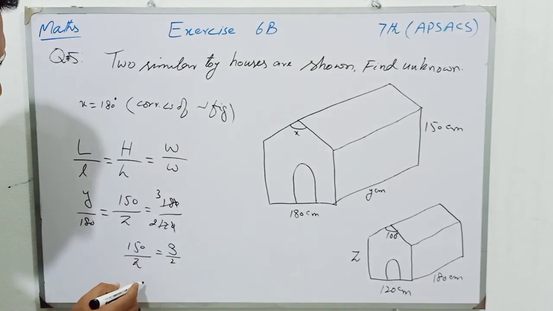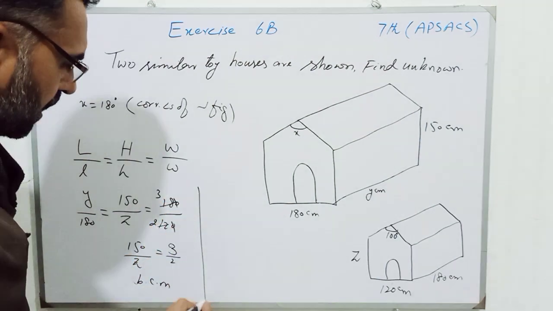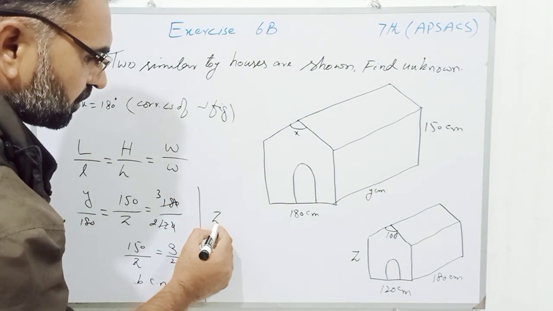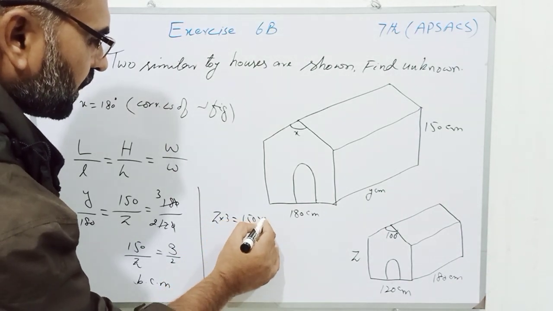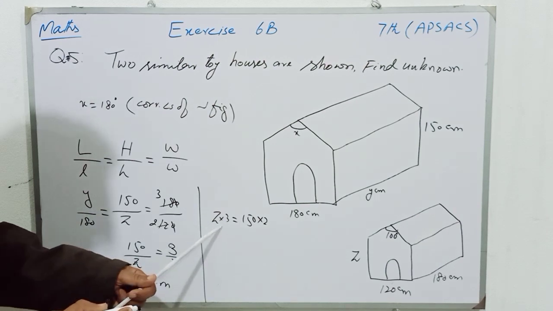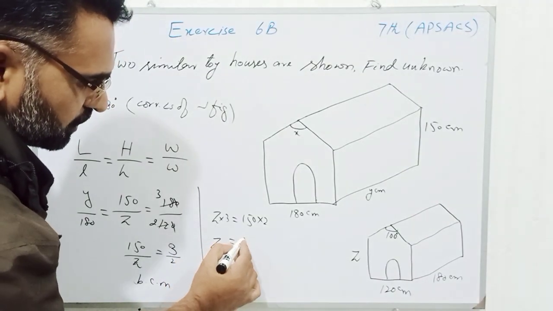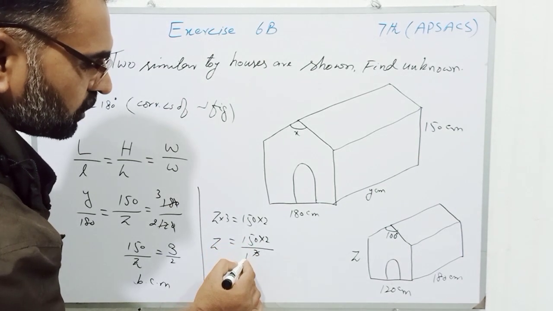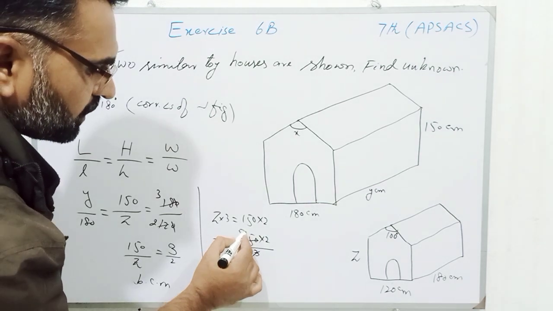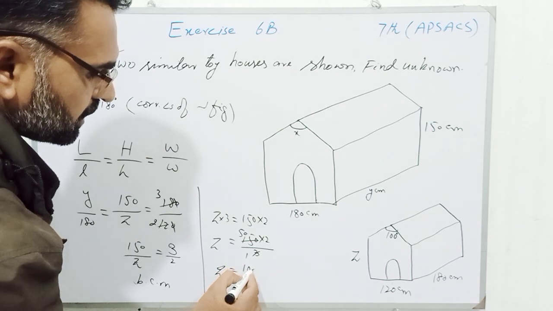Now we will do CM, and CM means cross multiplication, means z will multiply with 3 is equal to 150 multiplied by 2, and 3 is multiplying. When we transfer it to the other side, it will divide, and the value of z will become 150 multiplied by 2 over 3. 3 1s are 3, 3 5s are 15, and 3 0s are 0. So the value of z is 100 centimeter.